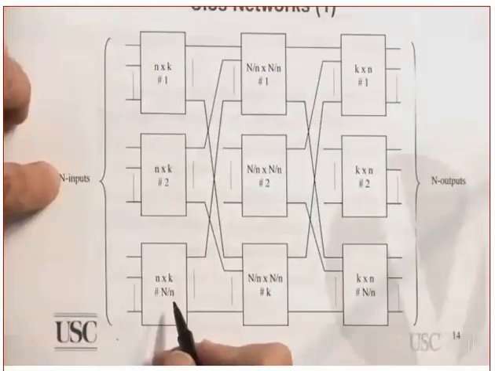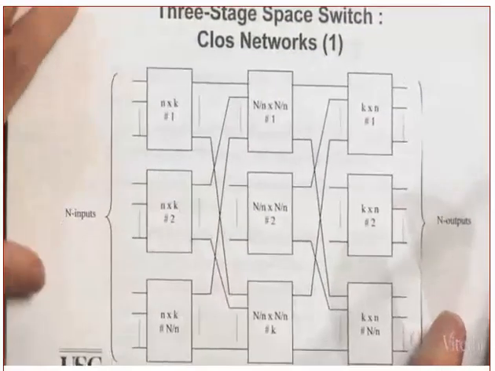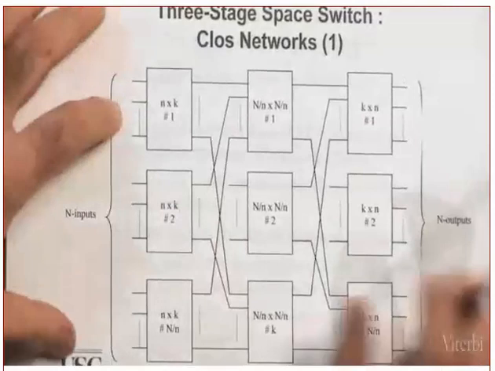And then switching to here, and then what? Switching to here. Clear? Another one could be this, and then all the way to here, and then this one, and then this one, and then this one. Are you following us? One more time. How many paths? There are K paths from any incoming port, any incoming link, to any outgoing.